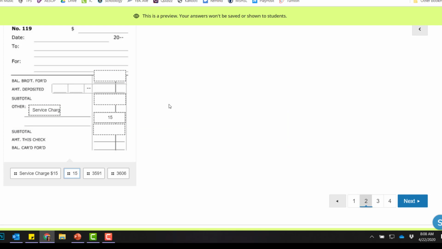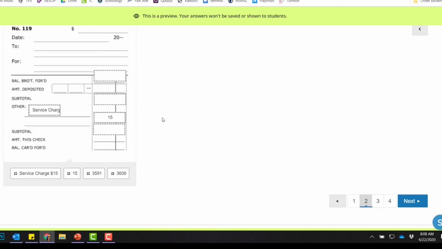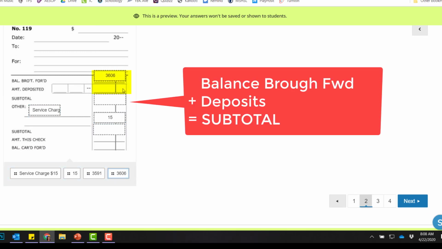The other boxes that I need to fill in are the balance brought forward, and then I need to do some math for the subtotals. So for the balance brought forward, I need to find that in my bank statement. The balance brought forward is always going to be this checkbook balance on 119. So the 3606, that's my balance brought forward. So if I go down here, I've got 3606, that's what I started with. I'm not depositing anything, so I'm adding 0 to that. So my subtotal was 3606.